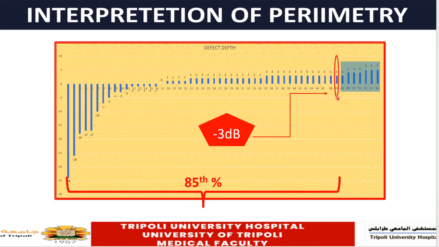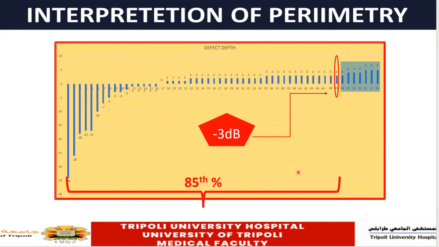Now, the 85th percentile corresponds to 3 decibels. This is the sensitivity of the retinal point. So in the pattern deviation plot, we will deduct 3 decibels from all these data, so that we correct for any generalized depression. So the value 3 will become 0, and the value 5 will be 2, and so on.